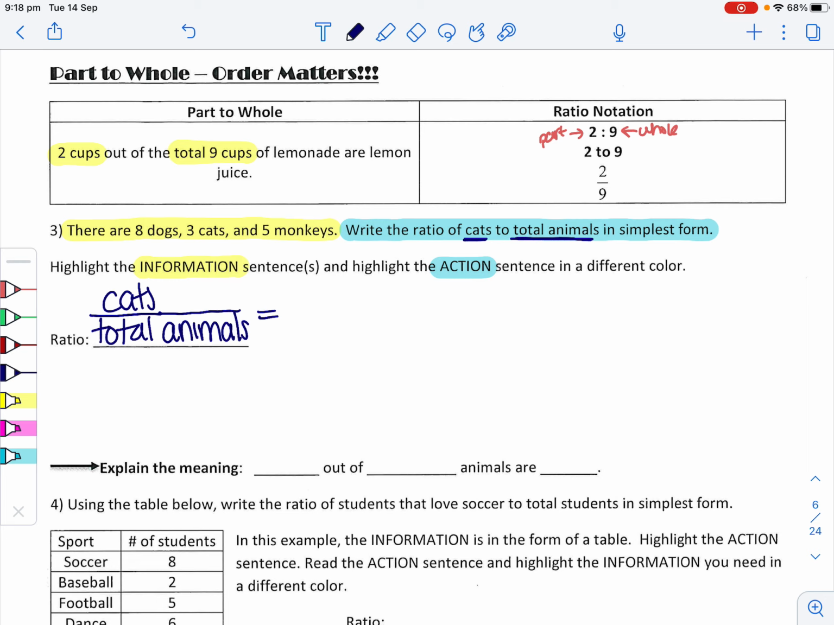So now in my information sentence, it says that I have 8 dogs, 3 cats, and 5 monkeys. So I've got 3 cats that go on top. And then I have to find the total number of animals. So 8 plus 3 plus 5 is 16.